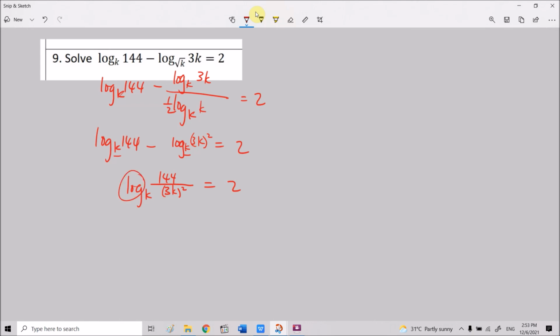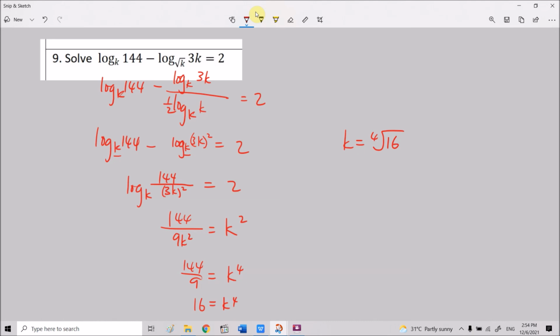And then to get rid of the log here, we just move the k. You get 144 over 3k squared. 3k squared becomes 9k squared. Okay, k to the power of 2. And then I just move the k squared to the other side. Get 144 divided by 9 equals k to the power of 4. 144 divided by 9 is 16. k to the power of 4 equals 16. So k equals the fourth root of 16.